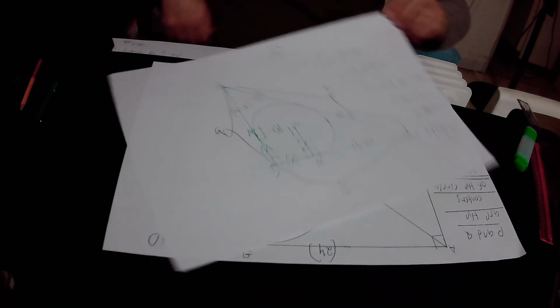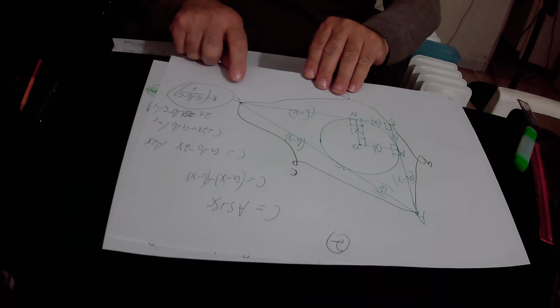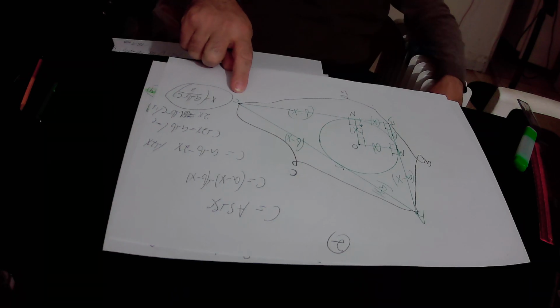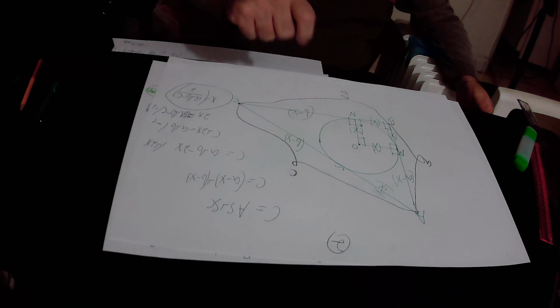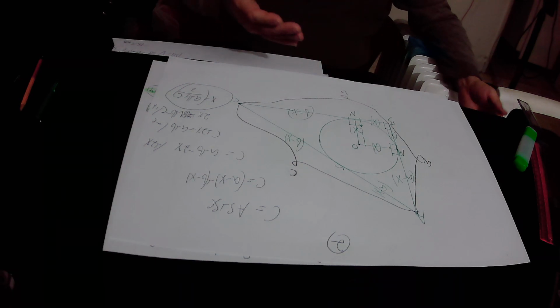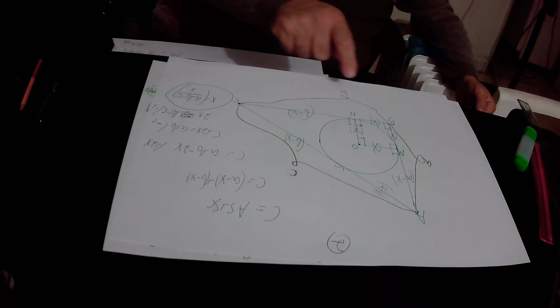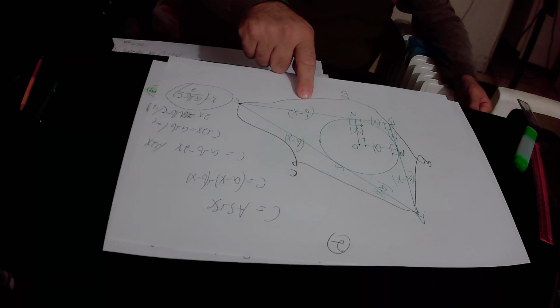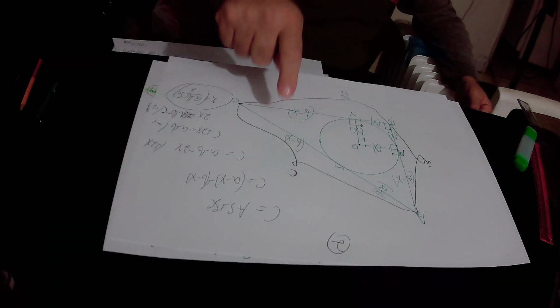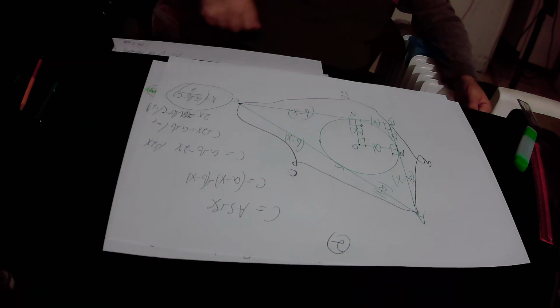In the next step, we focus on the common external point C. From the common external point C, we have two tangents to this circle, tangent CN and tangent CS. And according to rule number 2, they must be equal to each other. That is to say, CN equals CS. But CN is B minus x, therefore CS must also equal B minus x.